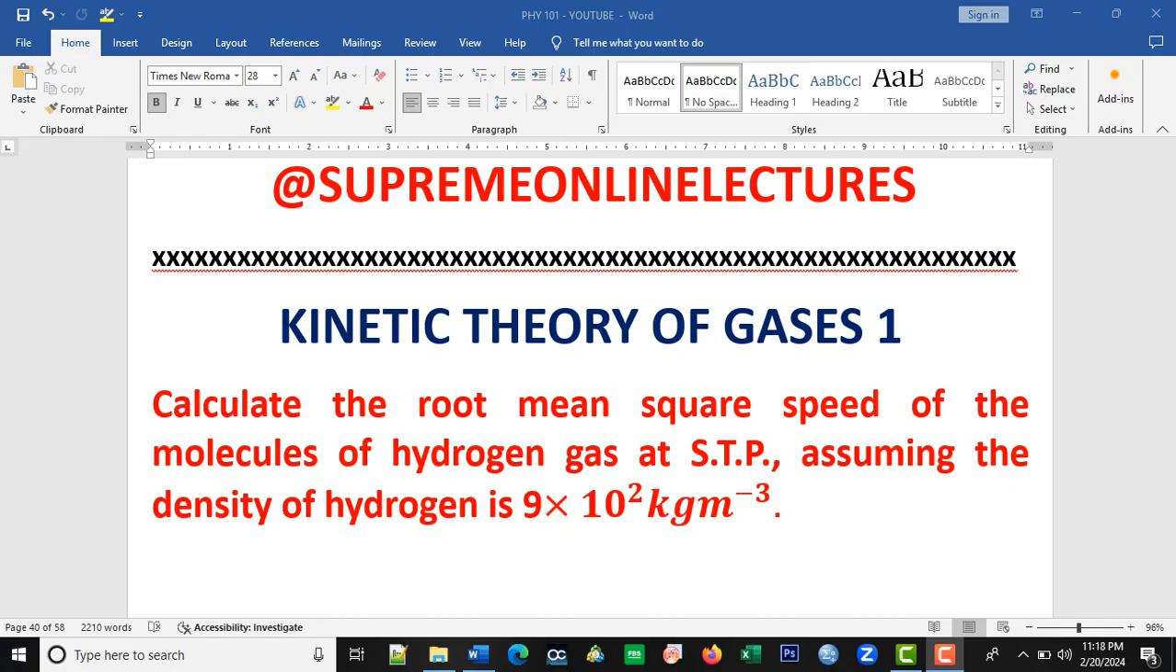To solve our first example on kinetic theory of gases, we have this question, and it says, calculate the root mean square speed of the molecule of hydrogen gas at standard temperature and pressure, assuming the density of hydrogen is 9 times 10 to the power 2 kilogram per meters cube.